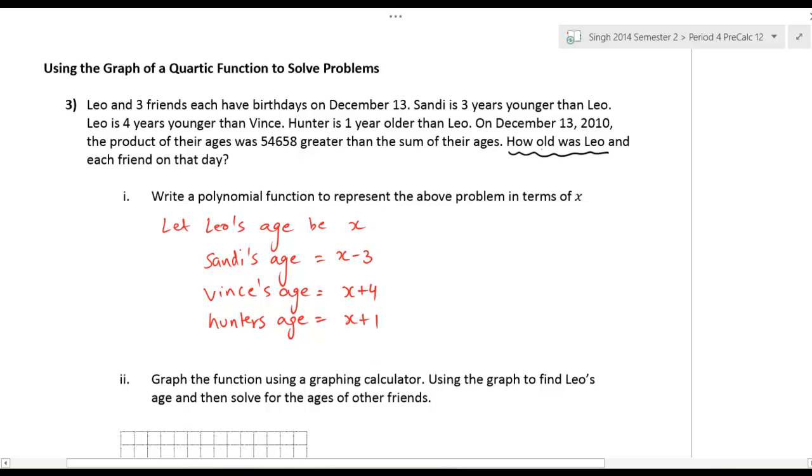Now the next sentence that I haven't used yet, that's going to give me my polynomial function. I am told that on December 13, 2010, the product of their ages was this amount greater than the sum of their ages. So I need two things. I first need the product of their ages.